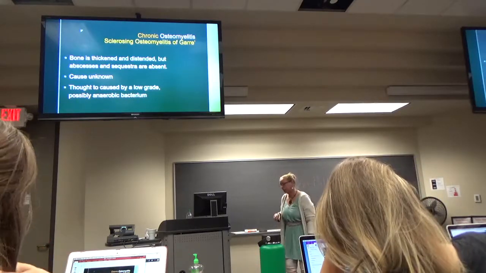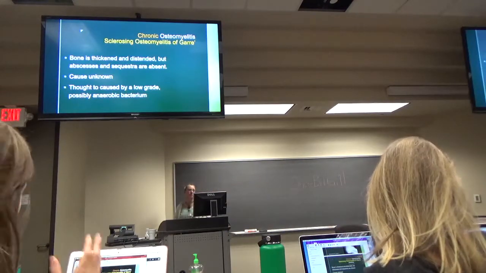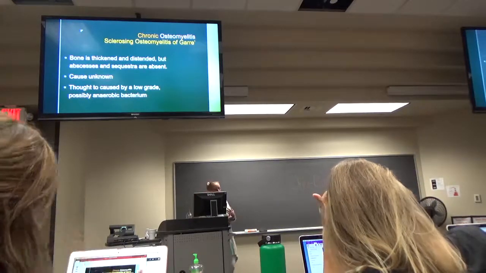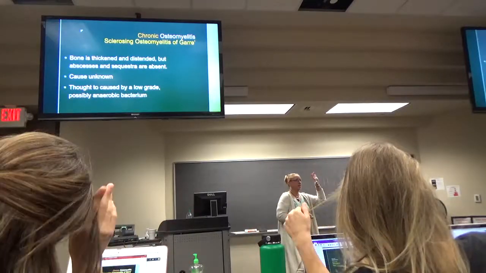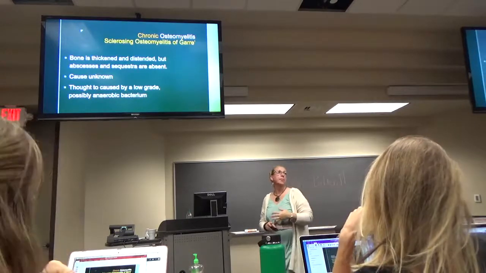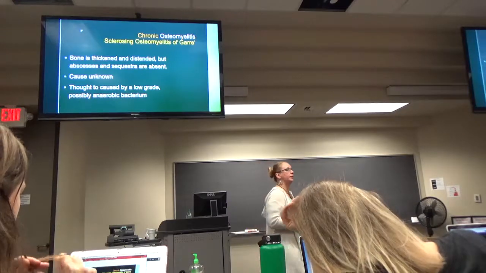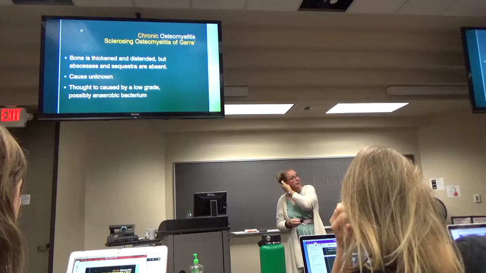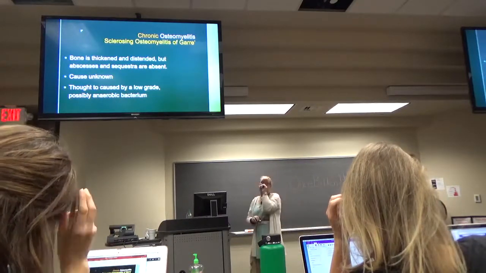This is another one that they like to ask on your boards. So the description here: bone is thickened and distended, but the abscess and sequestra are absent. Again, all of that other stuff as far as details, now you know what a sequestra is. We already know what an abscess is. The cause is unknown, and then again, it's thought that the etiology is low-grade, possibly anaerobic bacteria. So again, that's why when you do those biopsies, it's aerobic and anaerobic.